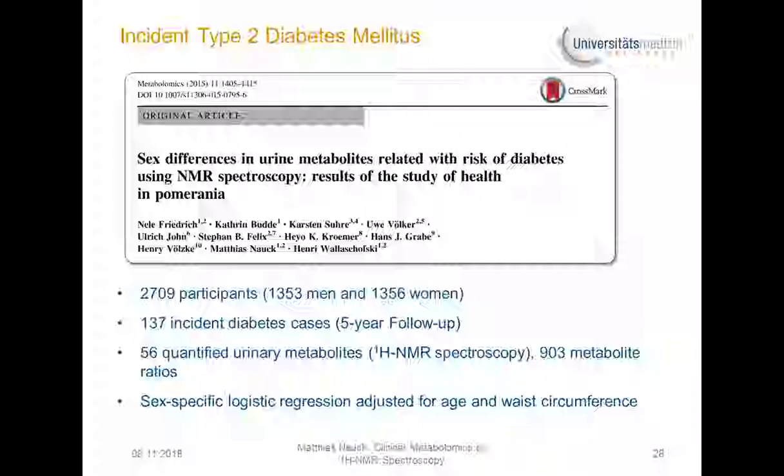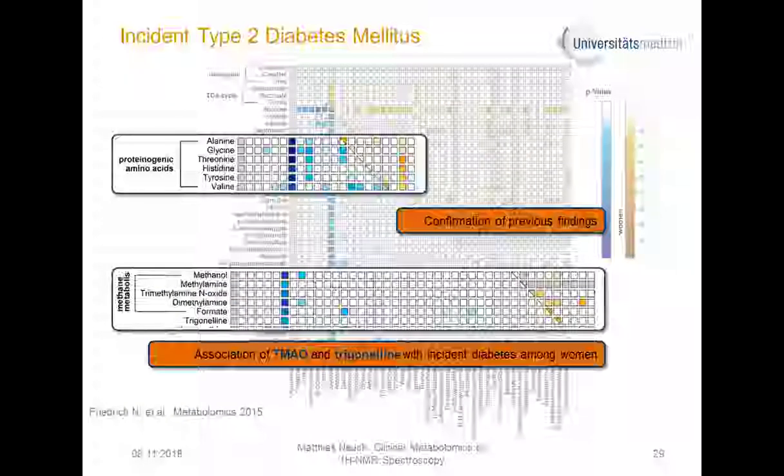Coming to the SHIP study in Greifswald, there we looked at 2,700 participants, and we had a 5-year follow-up period. In this 5-year follow-up period, we observed 137 new diabetic cases. We looked at the NMR spectroscopy of the urine and performed some analysis. Here you see the results of this study.